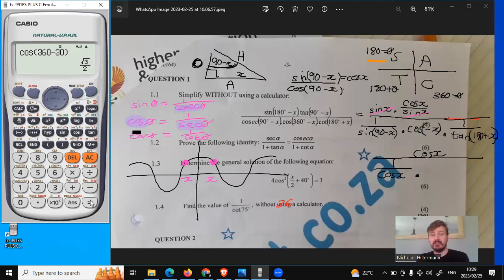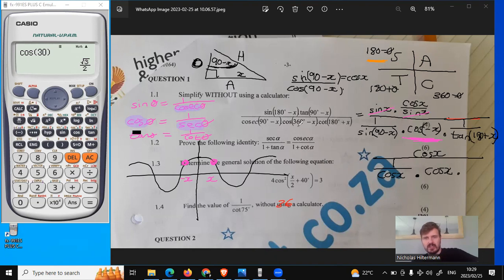And I get root 3 over 2. I get a positive value. Well, let's put cos 30 in, to see what we would get. And we get root 3 over 2, exactly the same. So even if I didn't put this cos minus x in here, I could actually just put it into the calculator. And so, yes, I may not get a method mark here, but I probably will by just saying that this cos 360 minus x just happens to be the same as cos x.